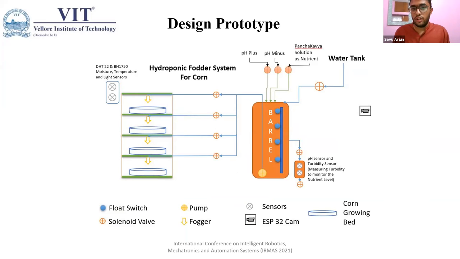In case the pH goes down, we can add the pH plus and minus solutions, and for nutrition we are going to pour this panchagavya solution and everything. The water will come out from the water tank and pour into it, and the entire mixture will mix inside the barrel, and then it will be taken out and given to the fodder.